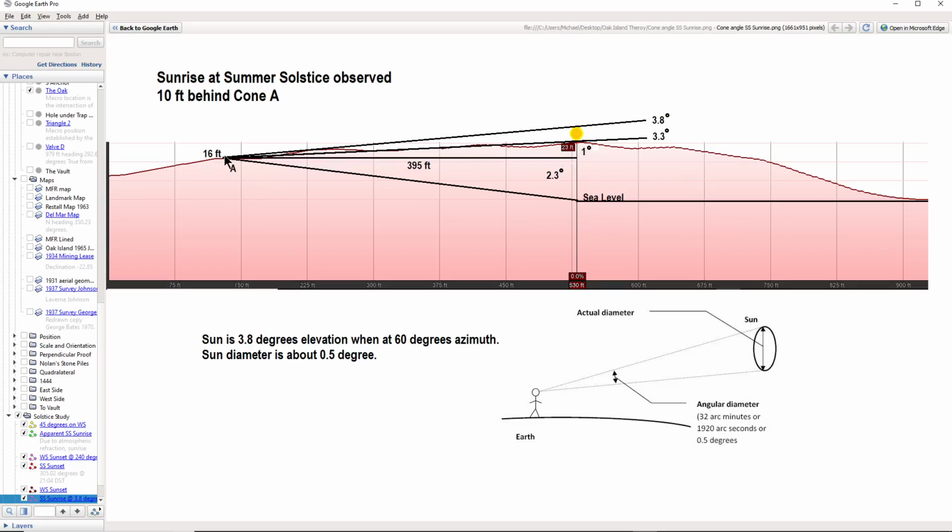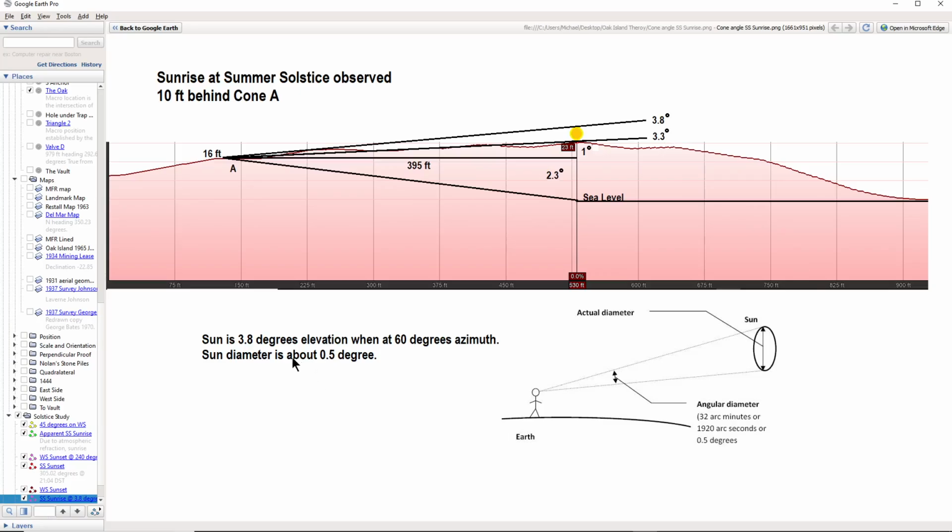Now you might say, well, this guy is not viewing it from the ground. He may be 6 feet tall. He's still going to have to observe it after it goes past the 23-foot rise here. So when you do that math, it comes out to 3.3 degrees.